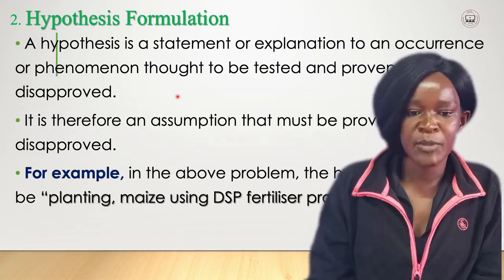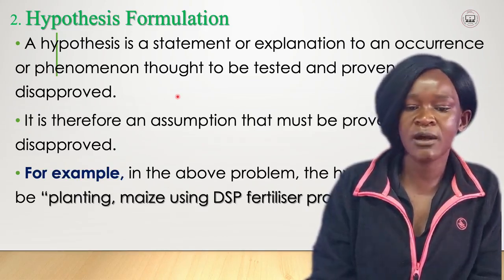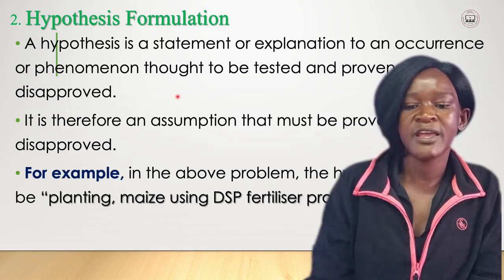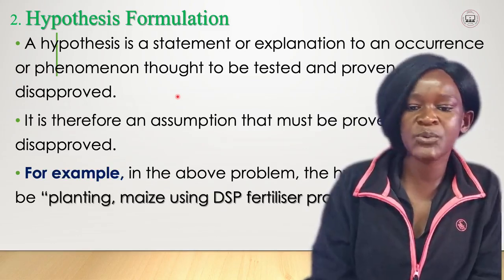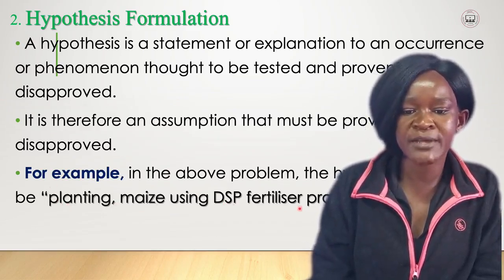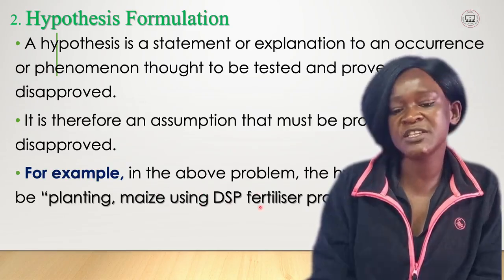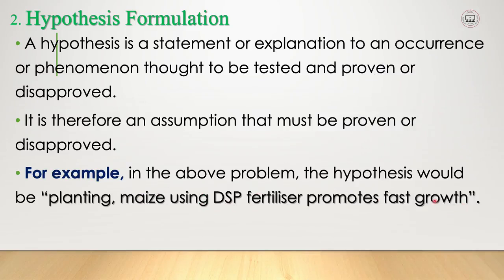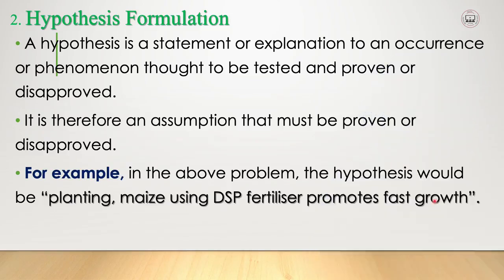For example, remember that problem which the farmer identified, whereby whenever the farmer has not applied DSP fertilizer, he experienced a slow growth rate in maize. So the assumption which we can make from that problem is that planting maize using DSP fertilizer promotes fast growth. Since our problem was, whenever he has not applied DSP fertilizer, there was slow growth rate in maize, it means the assumption should be planting maize using DSP fertilizer promotes fast growth.